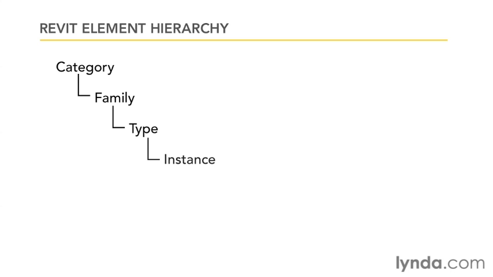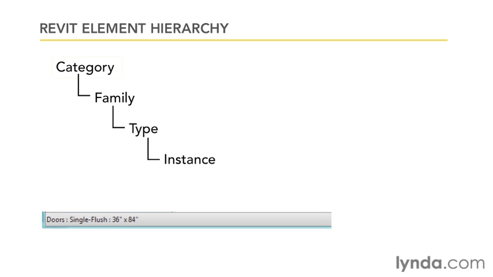So we could work this hierarchy going down the chain, or we could work it backwards. We could say that an instance belongs to a type. That type, in turn, belongs to a family, and the family is part of a broader category. So here's a quick example. The category would be doors. The family comes next. That's single flush in this case. And then finally, 36 by 84 would be the name of the type. We don't see the instance listed here because the instance is the actual thing you would click on in the software itself. So that gives us a working definition of the term family and how it fits into the overall hierarchy of the software: category, family, type, and instance.